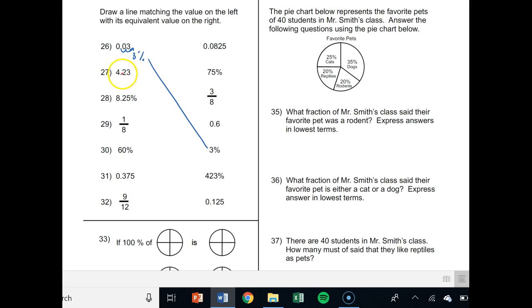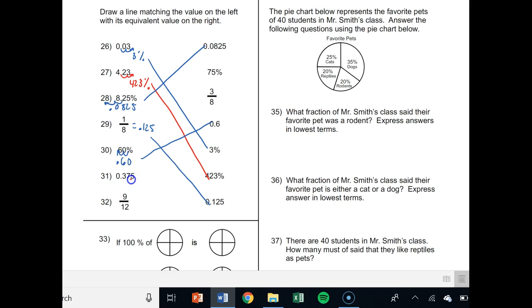Okay, 4.23, 1, 2, that is 423%. I'm looking for 423%, and so therefore it matches up right there. 8.25%. I'm going to change that to a decimal. 1, 2, backwards, right? Back to left, 0.0825. And that matches up right there. 1/8, I know, is 0.125. So that matches up right there. 60%, again, from the end of the number, if there is no decimal, that means that's 0.60 or 0.6. So that matches up right there.